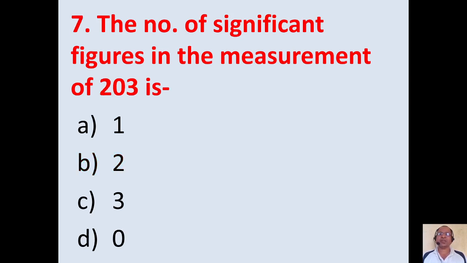The number of significant figures in the measurement of 203. Here 0 is in between two non-zero digits, so it is significant. So all the 3 digits are significant. So the correct option is 3 significant figures, option C.